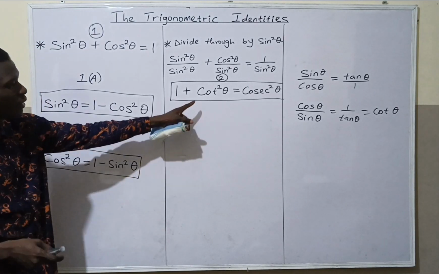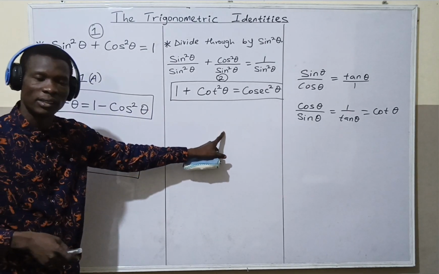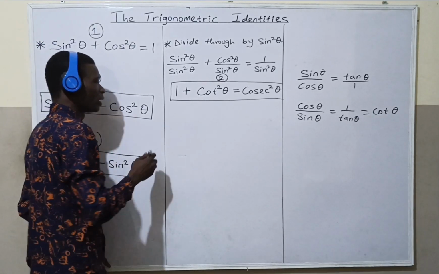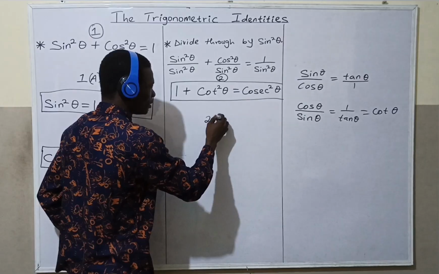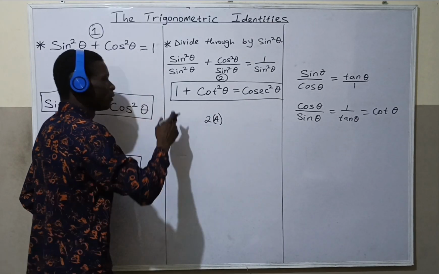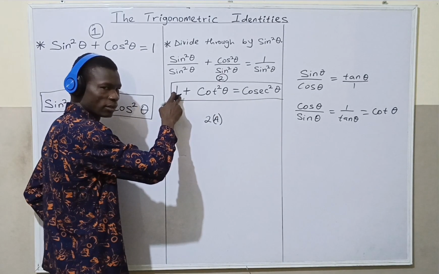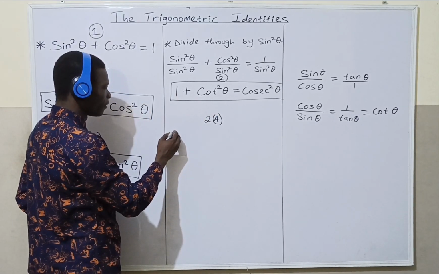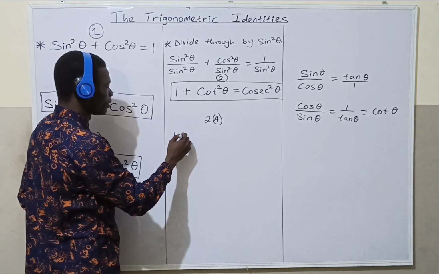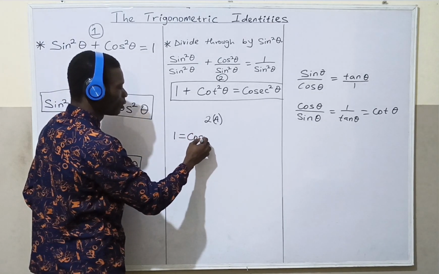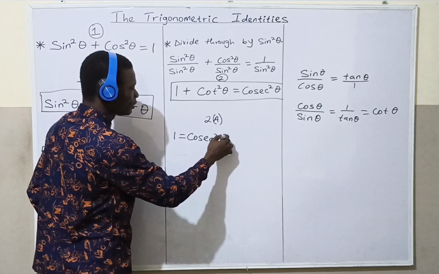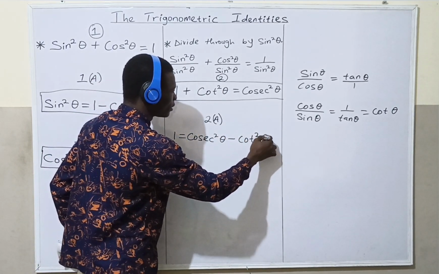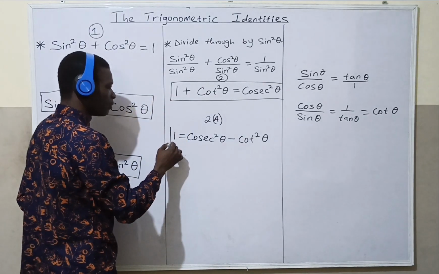Okay, now from identity number 2, we need to get identity number 2a, and identity number 2b. So we are going to have identity number 2a. First of all, to make 1 the subject of this identity, we are going to be having 1 equals cosec² theta minus cot² theta, and this is identity number 2a.